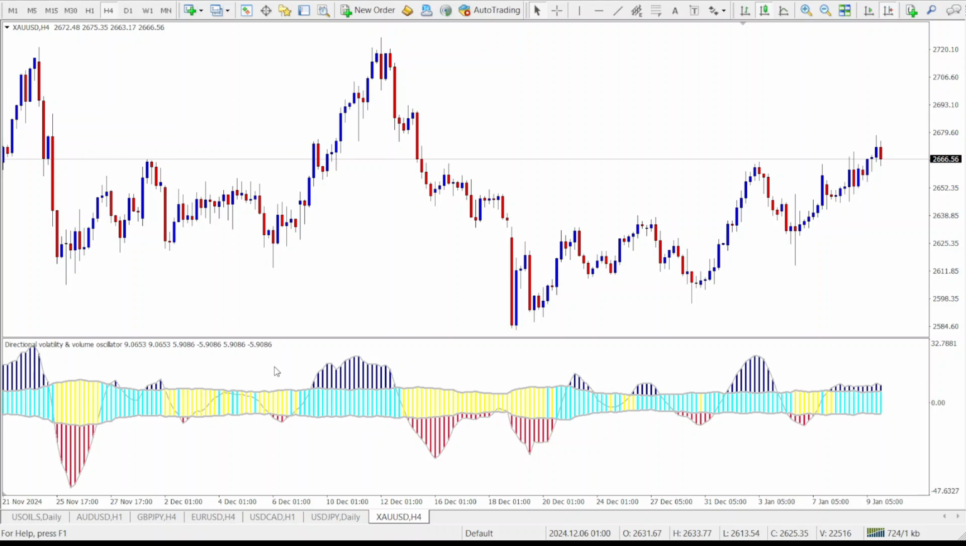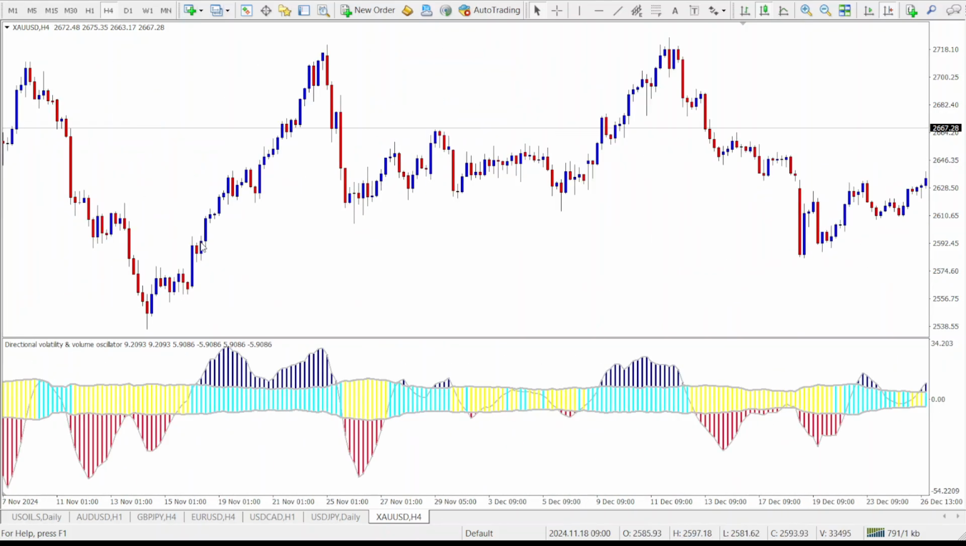Before I proceed further, it's important to note that this indicator combines directional movement analysis, market volatility tracking, and trading volume monitoring to help traders make informed decisions based on precise market insights. So now we're just going to be looking into how to interpret this indicator, how to make use of it so that you do not get lost when using it.